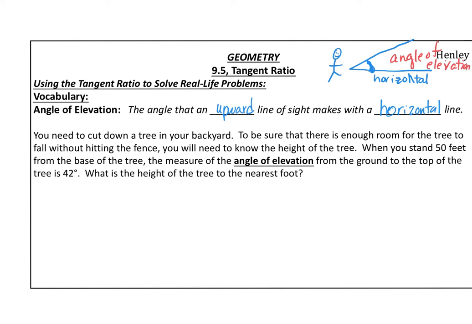So, you need to cut down a tree in your backyard. To be sure that there's enough room for the tree to fall without hitting the fence, you need to know the height of the tree. When you stand 50 feet from the base of the tree, and the measure of the angle of elevation from the ground to the top of the tree is 42 degrees. So here's you. Here's your line of sight. You're 50 feet. The angle of elevation is 42 degrees. Here's our tree.